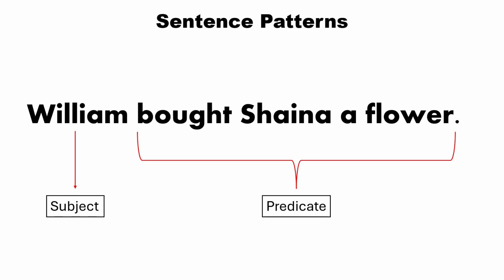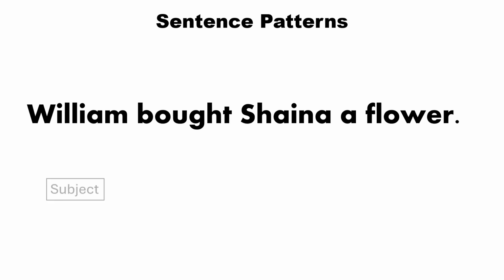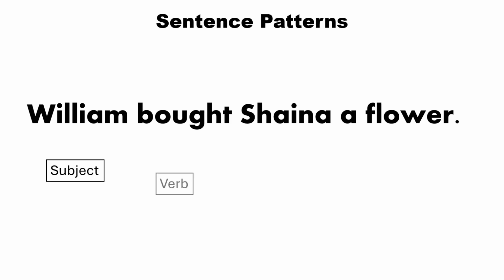All right, but the predicate is further split into many parts, and that's what we call now sentence patterns. So each word represents a part of speech, and each word represents a function, and when you arrange those functions, it will be your sentence pattern. So, when you look at a sentence, the first thing you need to find is the subject. Who or what is it about?